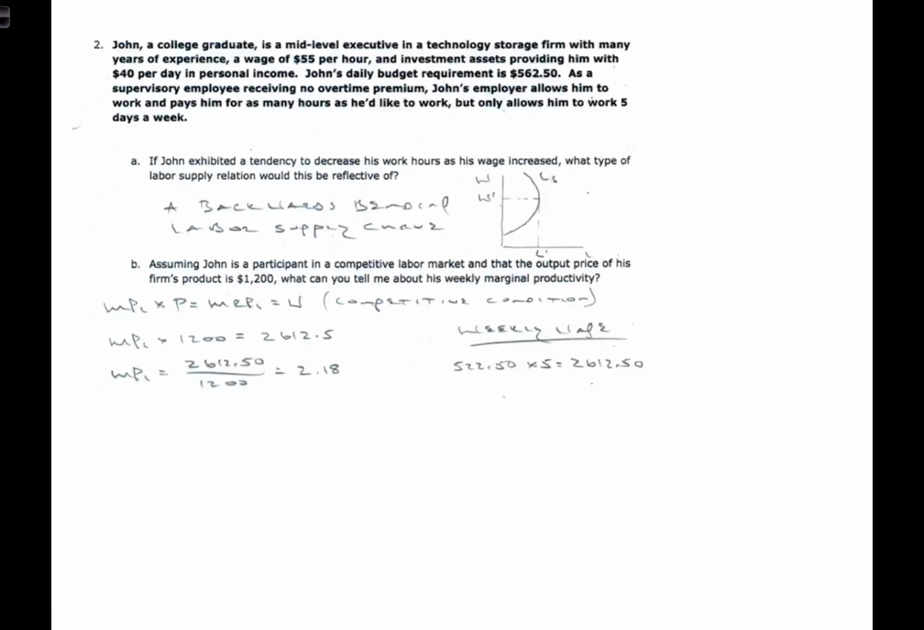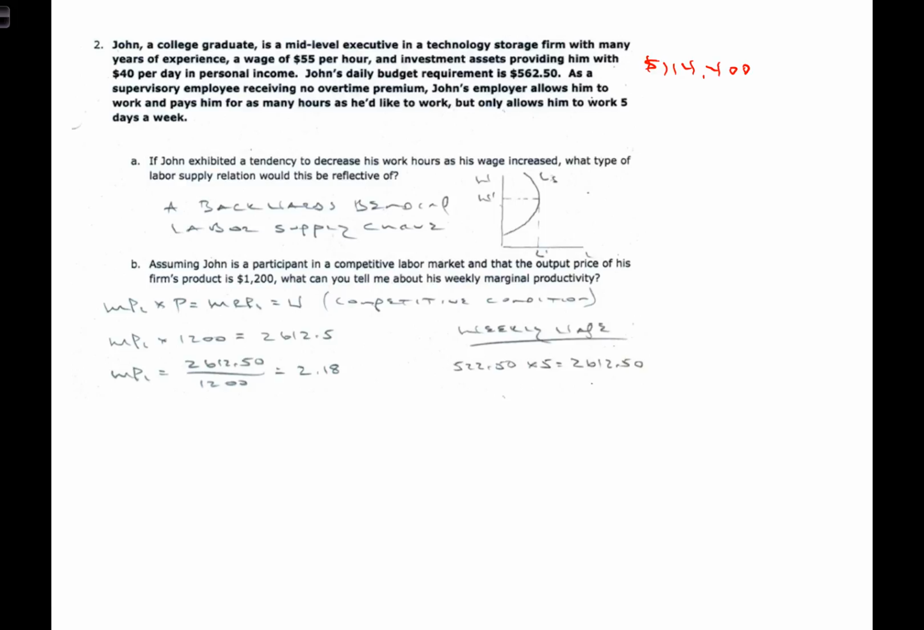So let's look at problem number 2 now. I tell you a story about John. John's a college graduate. That's important to us. John has some years of experience, similarly important, and receives a wage of $55 an hour. $55 an hour times 40 hours a week times 52 weeks a year is an annual wage of $114,400, which is important because it tells us that John's probably a relatively skilled worker. Certainly well paid and highly skilled tend to go hand in hand.